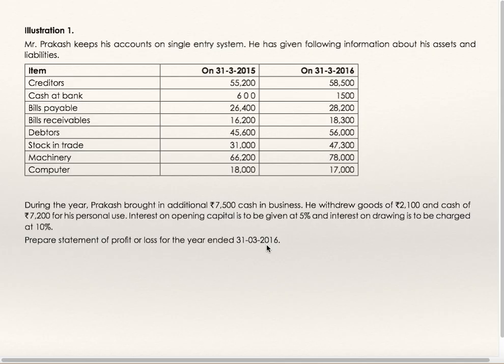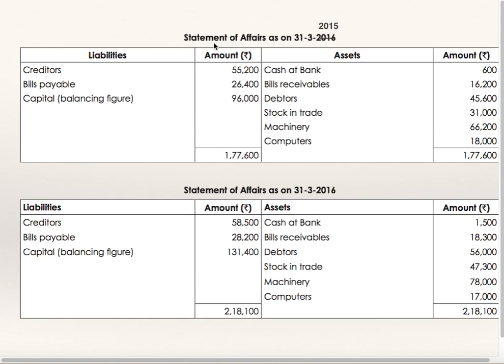First, you are supposed to prepare opening and closing statement of affairs. Then you can prepare statement of profit or loss. Opening statement of affairs, that is statement of affairs as on 31st March 15. Cash, bills receivable, debtors, stock, machinery, computers, everything is given. Total is 1,77,600. Creditors, bills payable are given. Capital is balancing figure 96,000.